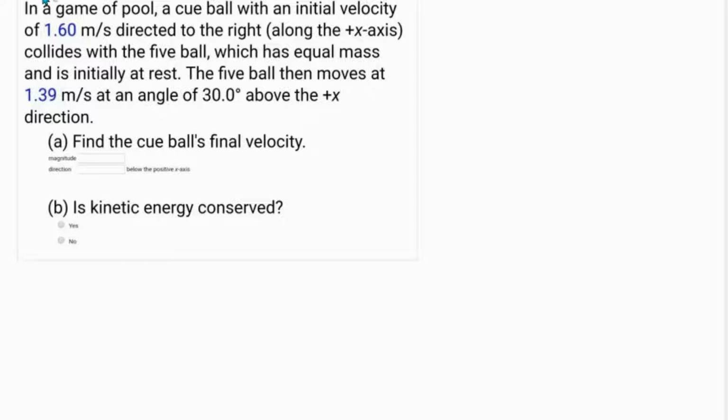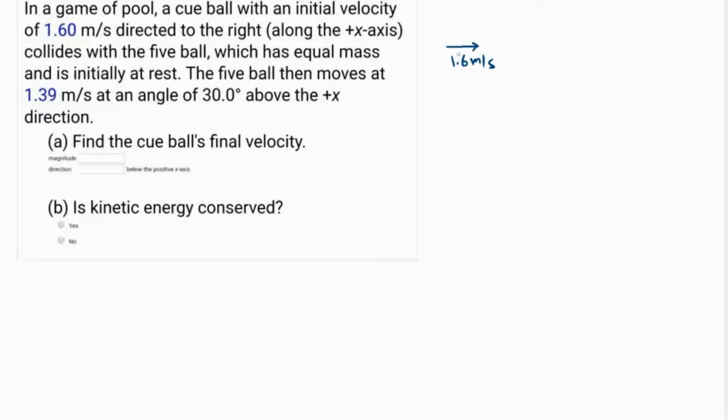In this question, in a game of pool, a cue ball with an initial velocity of 1.6 meter per second is directed to the right. So this is where the cue ball is. This is at 1.6 meter per second. This is over on the right. So like this, 1.6 meter per second.